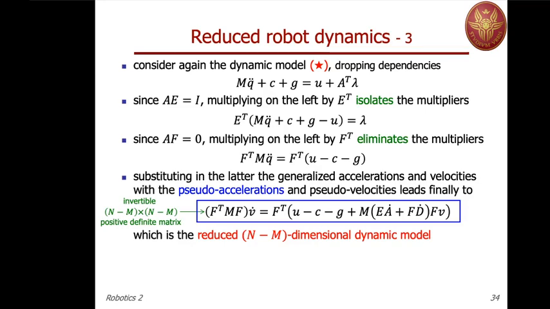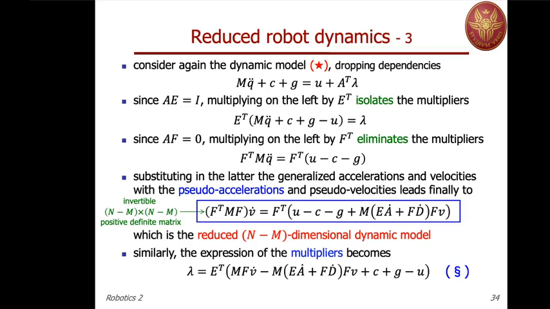So we have a way of describing the motion. We could also use this for simulation, and we also have a way of giving an explicit expression to the contact forces, namely to the multipliers. And this is nothing else than what we have seen above when we isolated the multipliers, once we substitute q double dot with the expression of the pseudo acceleration v dot. And this is the second equation, which we give also a special sign because we will evaluate this later on.